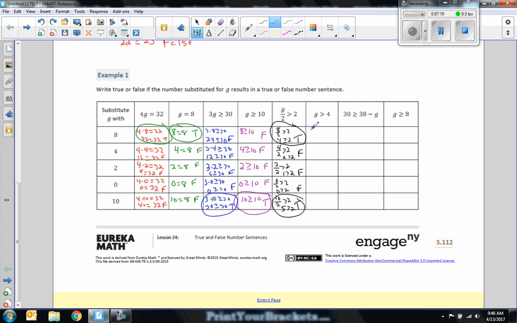Okay. 8 greater than 4. True. 4 greater than 4. False. 2 greater than 4. False. 0 greater than 4. False. 10 greater than 4. True. So this one had 2 true statements.